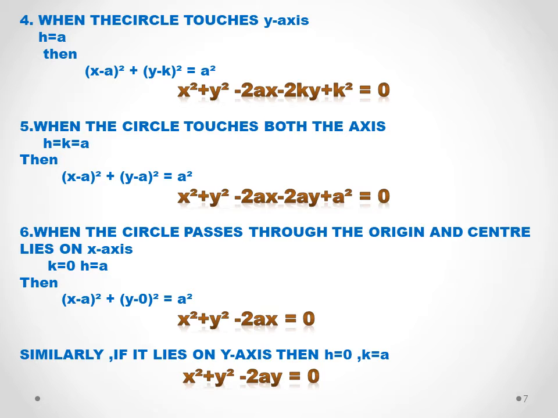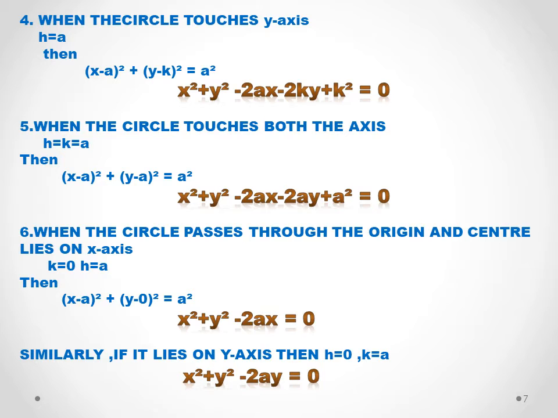Sixth point is when the circle passes through the origin and the center lies on the x-axis. It is passing through the origin, and that means a point of the circumference is the origin, and the center lies on the x-axis. Now if the center is lying on the x-axis, that means your y point is 0, that means your k is 0 obviously, and your h is a, right? So if k is 0 and h is a, the equation will become (x minus a) whole square plus (y minus 0) whole square is equal to a square. That is x square plus y square minus 2ax equal to 0.